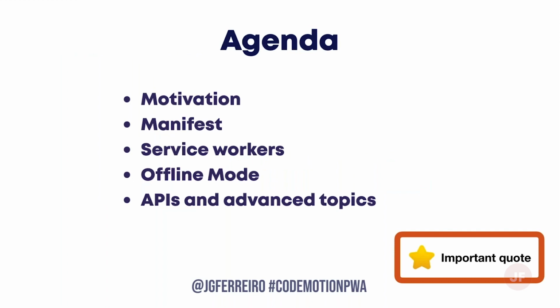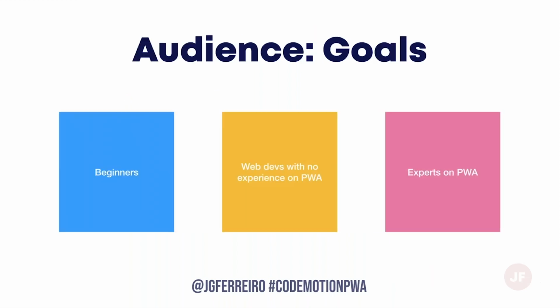The agenda for today: I always like to start with the motivation, why we are talking about progressive web apps, why I'm so excited, and what other companies in the industry are using progressive web apps successfully. Then we will go through different steps on how to create your first progressive web application. We will cover the manifest, service workers, as well as offline mode and APIs. And I will give some advanced topics that you can research later on.